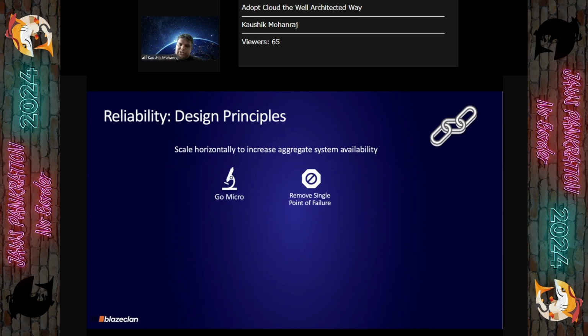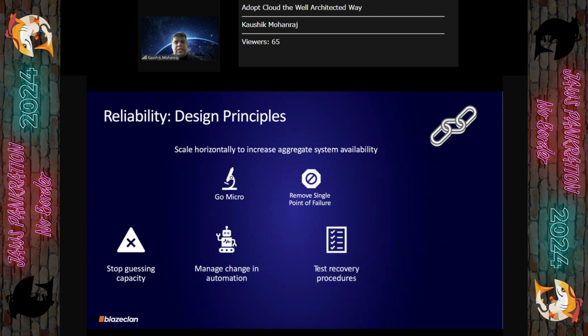Go micro as much as possible, break that down so that you remove single point of failure, and then scale them horizontally, either auto scaling or using lambdas, concurrent executions, and so on and so forth. Then stop guessing capacity. You may be wrong at times with the capacity study that you would do for an on-prem system, but stop guessing capacity, use automation that is available, manage changes in automation as we spoke, use CloudFormation templates, and so on and so forth.